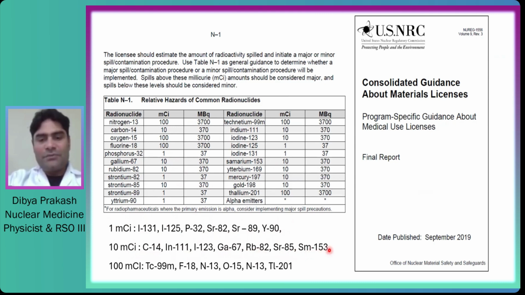So with 10 millicurie of activity, they become a major spill. And with 100 millicurie of activity, technetium 99m, F18, N13. So these are the diagnostic radionuclides which we use generally in nuclear medicine. With 100 millicurie of activity, they are called a major spill.